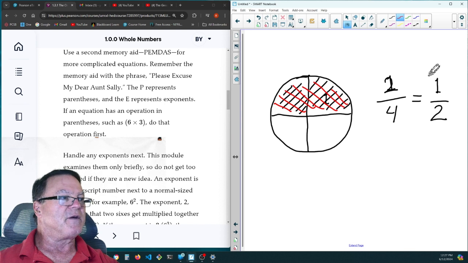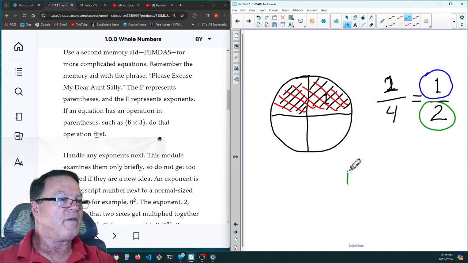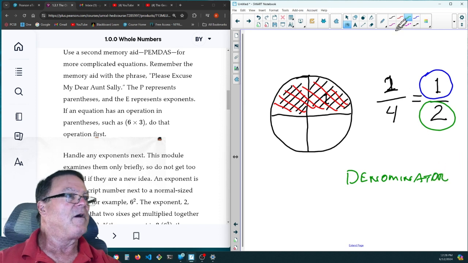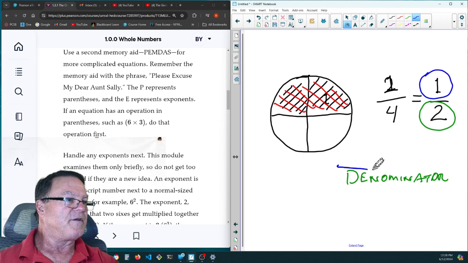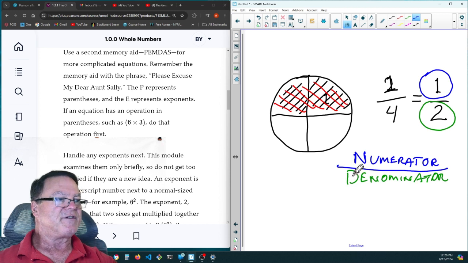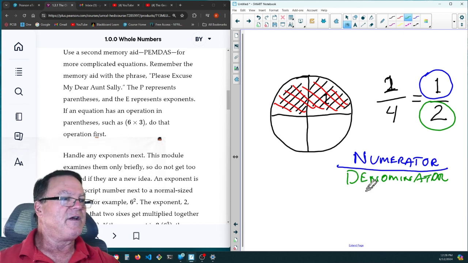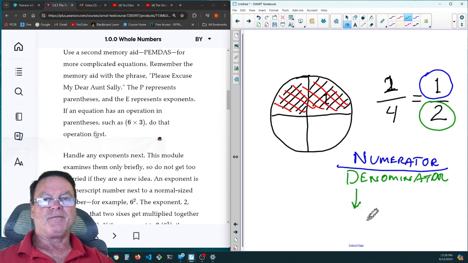So the numerator is the number on the top, and the denominator is the number on the bottom. The denominator, and on the top is the numerator. The way I was taught to remember that is the denominator starts with D, the denominator is down. It's on the bottom. So the denominator, D, is down.